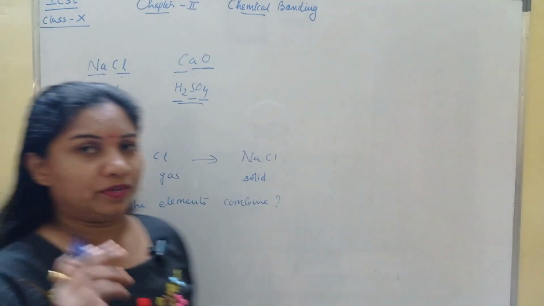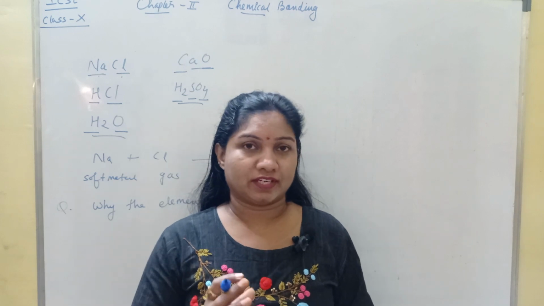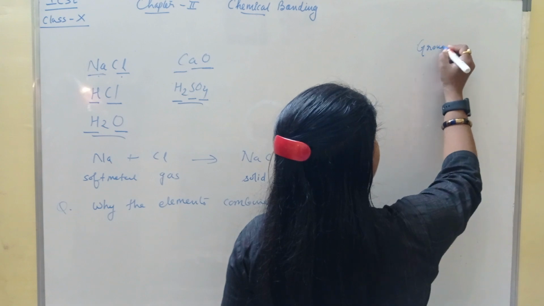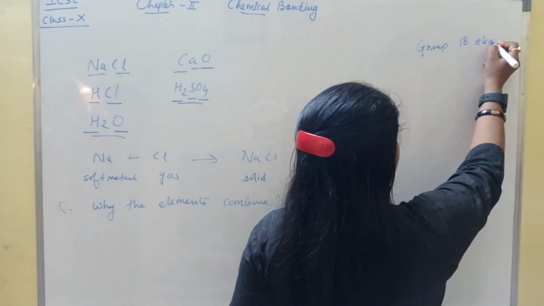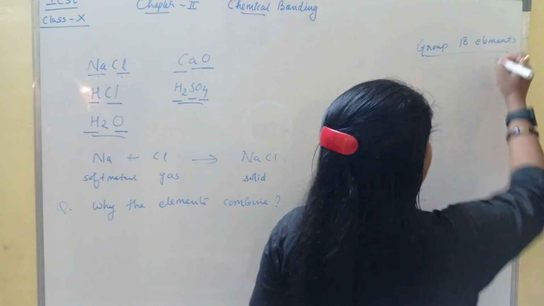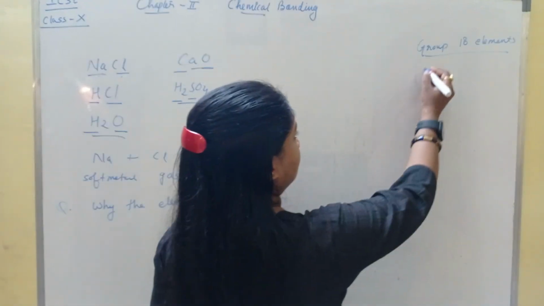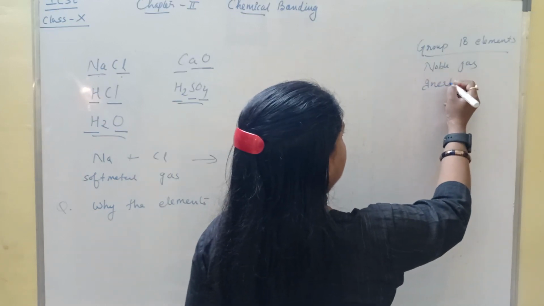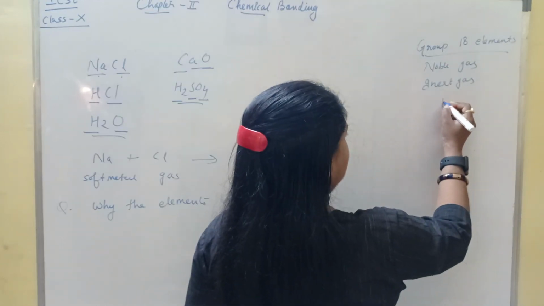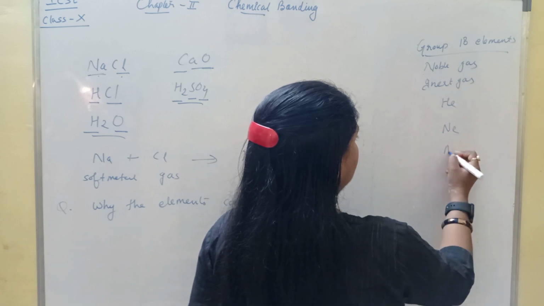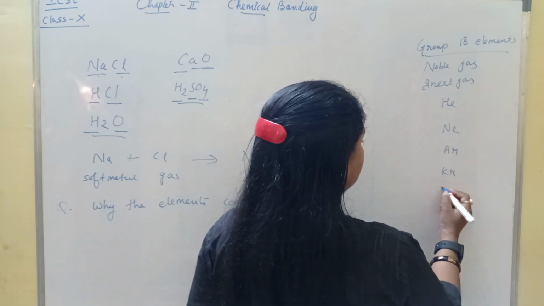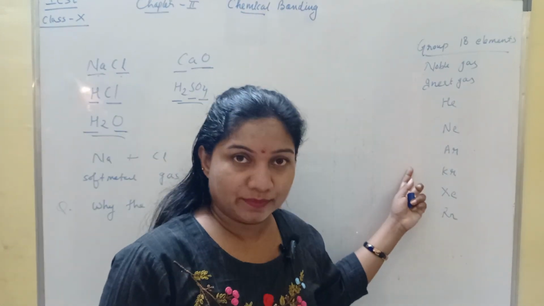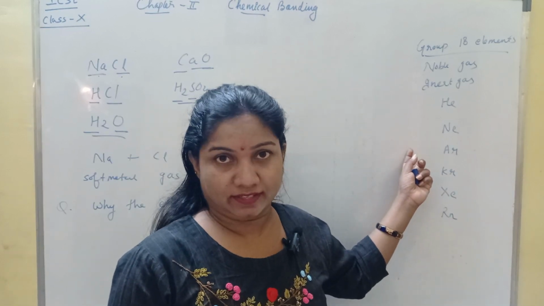If you recall your previous chapter, the periodic table, in which we have studied about group 18 elements, what are they? We call them noble gases, or we call them inert gases, and examples are helium, neon, argon, krypton, xenon, radon. So these are the group 18 elements, or noble gases, or inert gases.